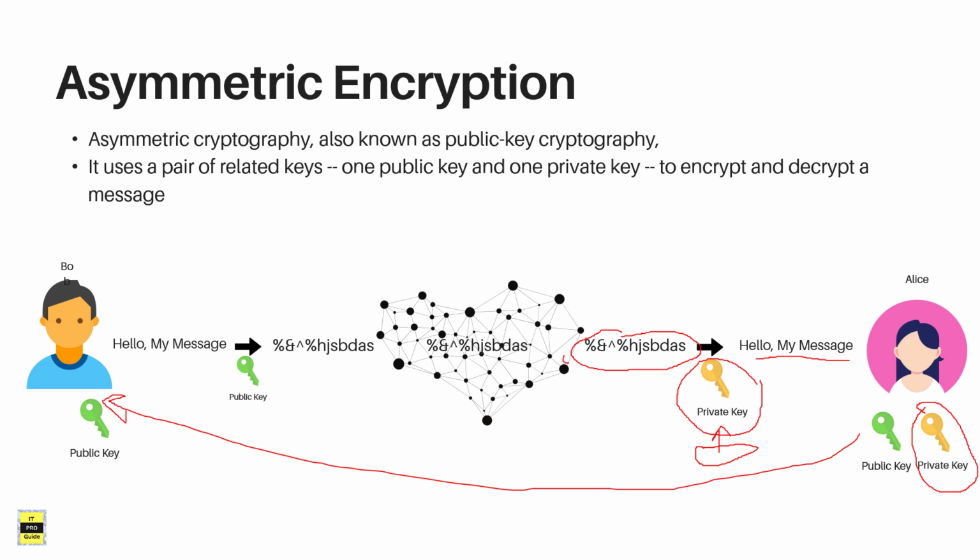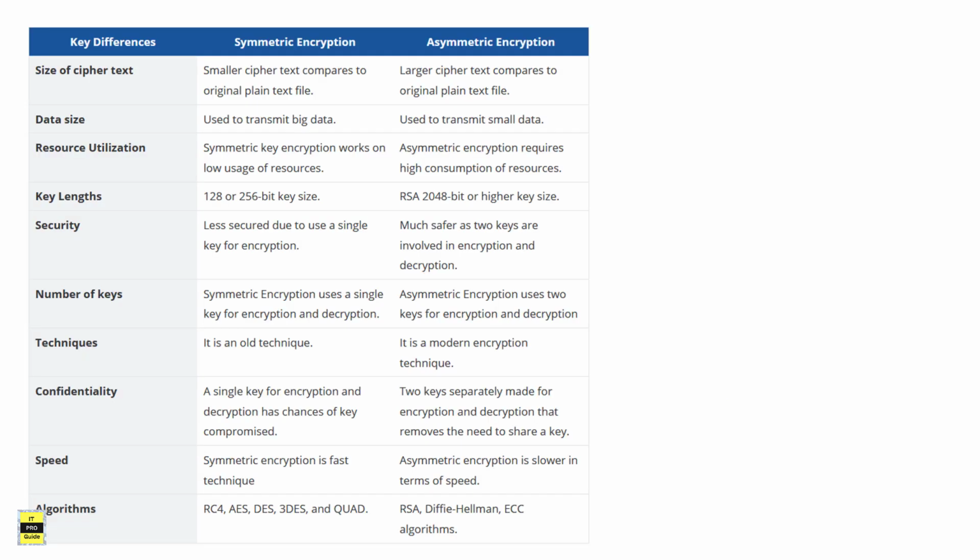It's good to read about the differences between symmetric encryption and asymmetric encryption. I will go through some of the important points that you need to know. Symmetric encryption involves less mathematical processing compared to asymmetric encryption, so asymmetric encryption adds more overhead on the CPU and memory. Because of this, symmetric encryption is used to transmit big data, and asymmetric encryption is used to transmit small data.